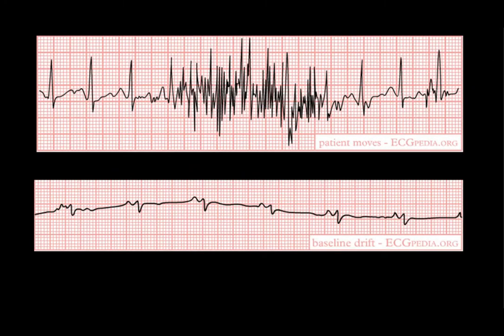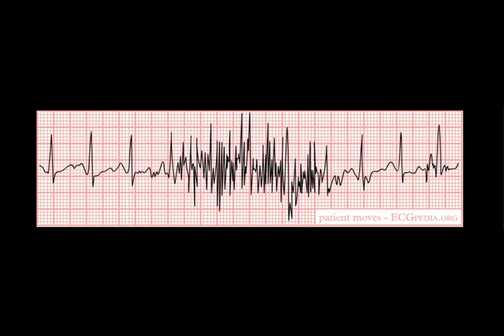So the rules that we're going to apply are going to include, is it a readable strip? And this is the first rule that we're going to take a look at. So is this a readable strip?